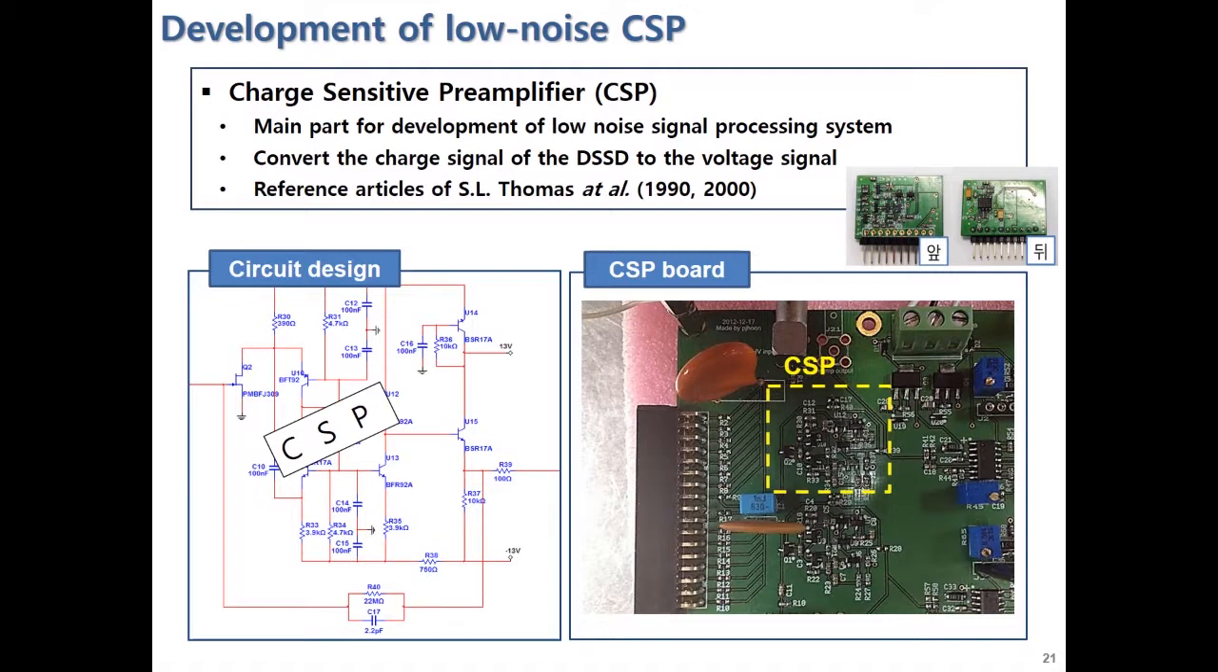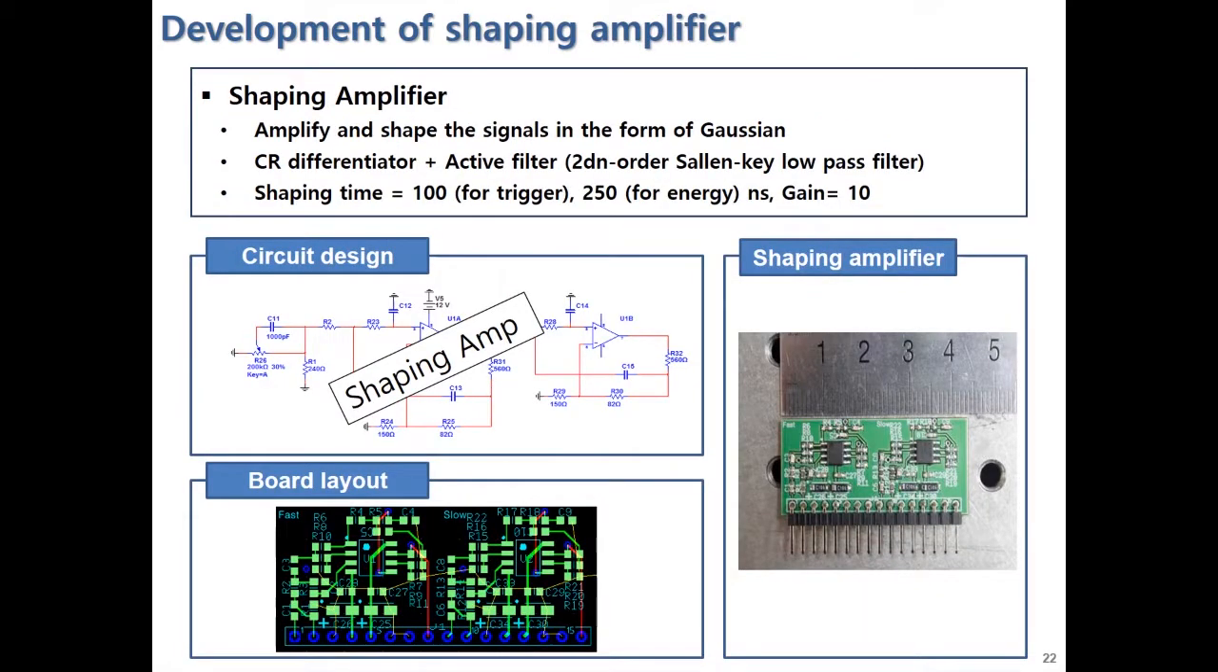First, this is charge-sensitive preamplifier. This is a key component for development of low-noise system. It converts a charge signal generated by a detector to a voltage signal. As the performance test, it shows almost the same performance as a commercial product. Next, we developed a shaping amplifier to amplify and shape the signal to Gaussian shape. Considering the characteristics of detectors, we can develop various kinds of shaping amplifiers.